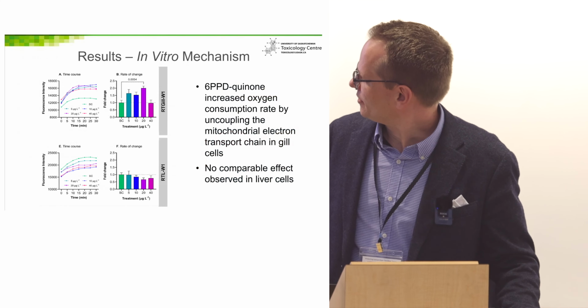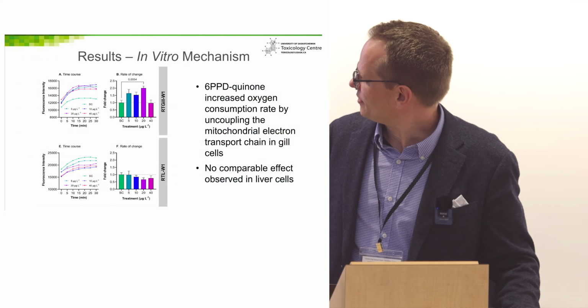Now, I don't show the cytotoxicity results. You would see that only in the gill cells at the highest concentration, at 80 micrograms per liter, there was a slight decrease in viability. Not really meaningful. But at the same time, you look up here, those are our gill cells, and down here are the liver cells. There is a significant increase in oxygen consumption rate only in the gill cells and not in the liver cells.